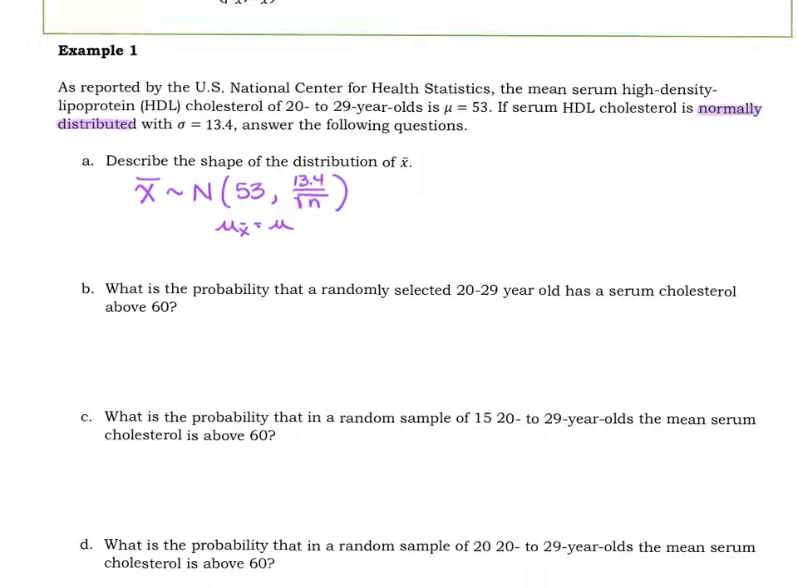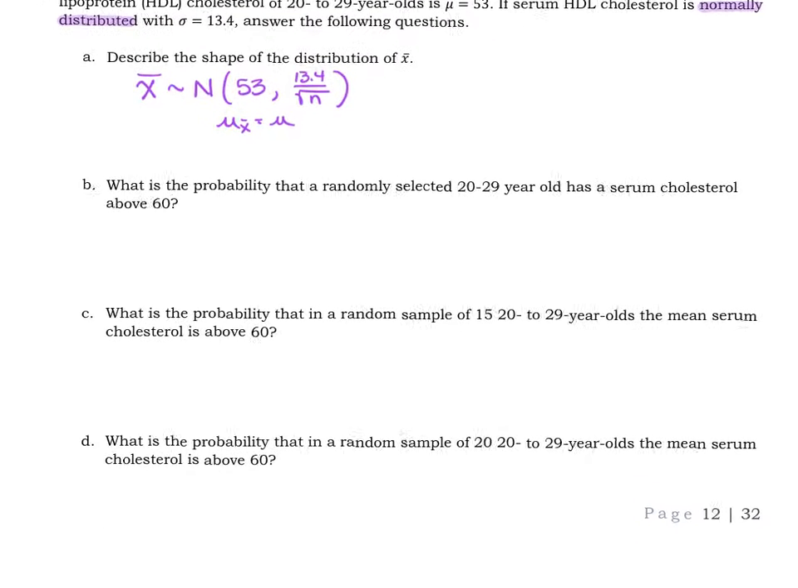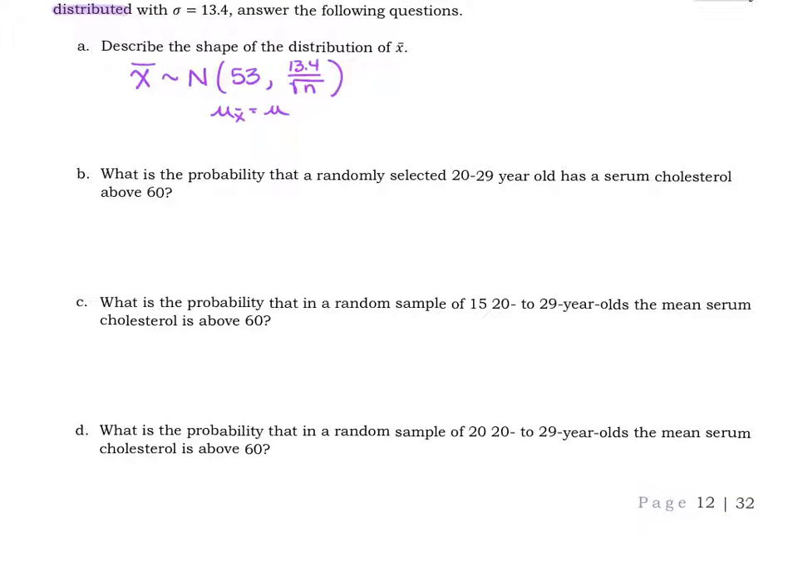All right, so moving on to the next question. What is the probability that a randomly selected 20 to 29-year-old has an HDL above 60? Okay, this is one randomly selected person. So this is actually what we did in the last section. We're talking about one single person. And so we would like to find the probability that that single person has an HDL greater than 60.